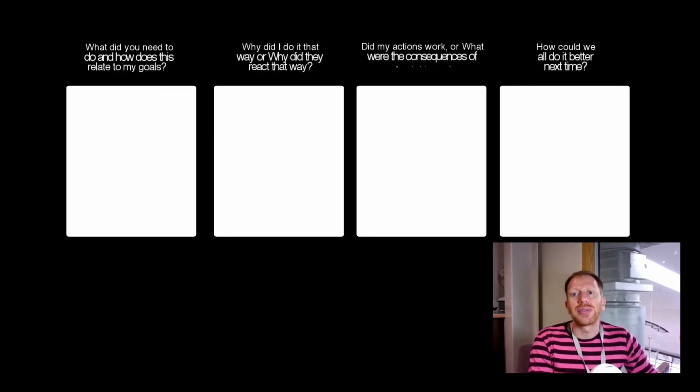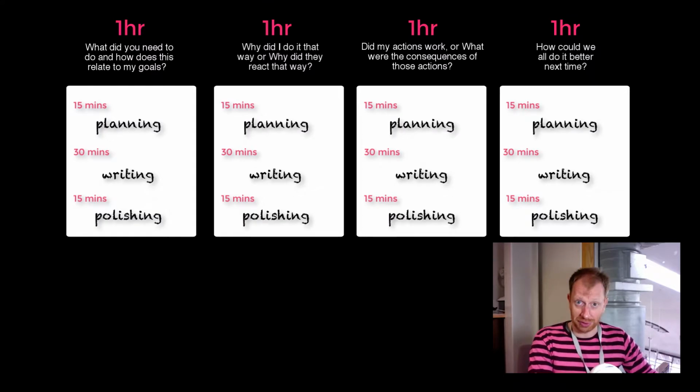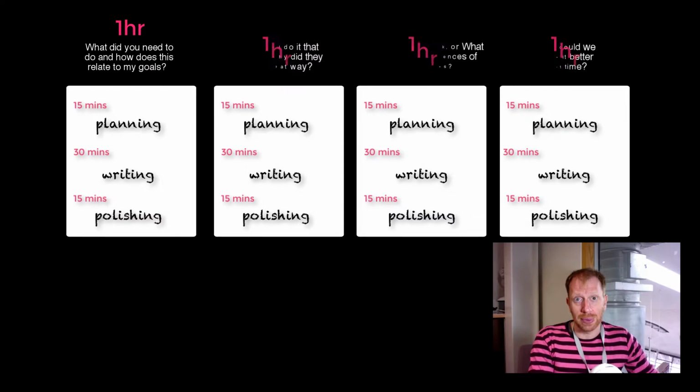As an idea about how you could structure your answer for this, you could think of it in 4 parts. For each section, you should be aiming to spend an hour: 15 minutes of planning, 30 minutes of writing, and another 15 minutes of polishing and correcting.